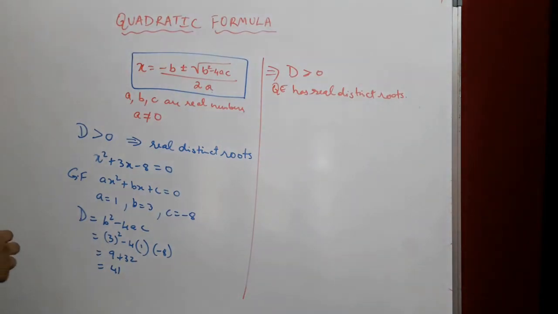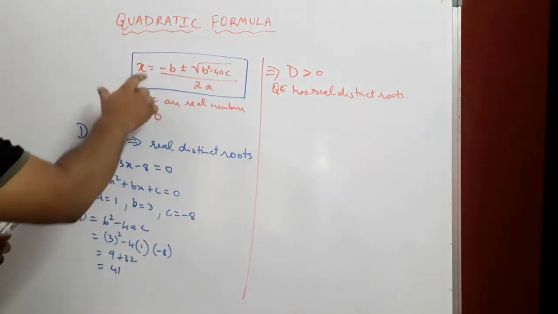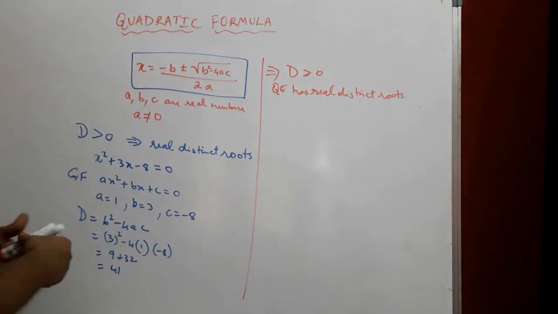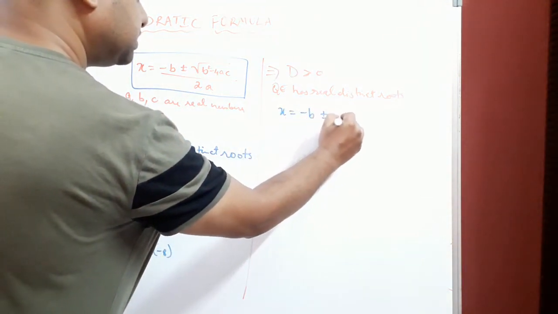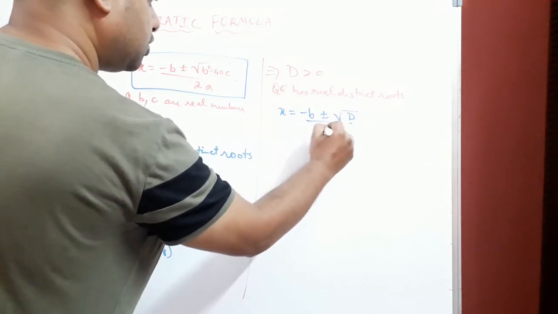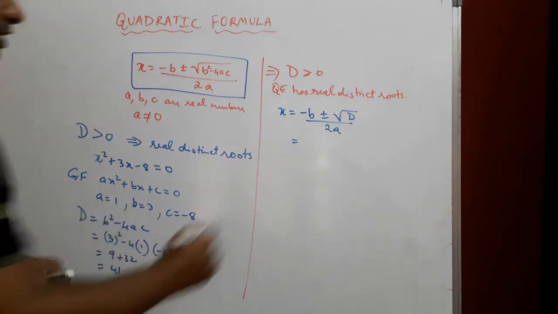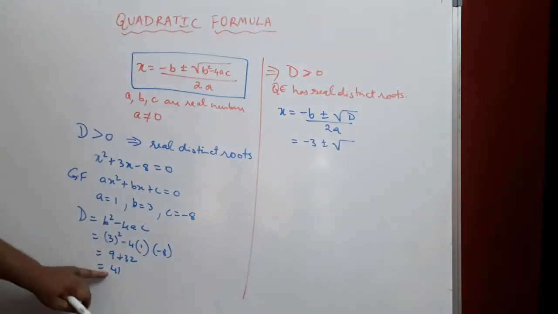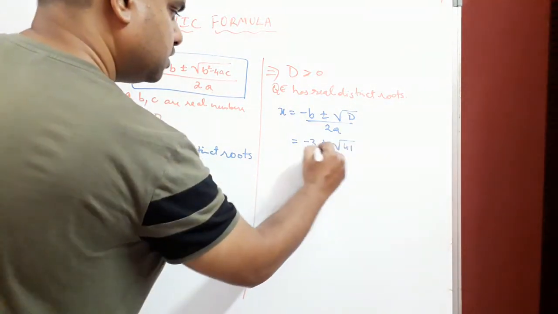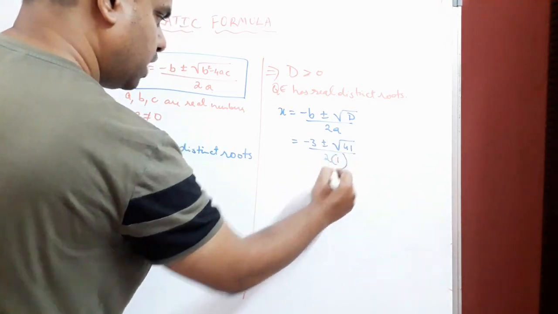Now that we have found out that the quadratic equation for certain has got roots, we go to find the roots using the quadratic formula, and that is x equal to minus b plus or minus square root of d upon 2a. Minus b, b is 3. So minus 3 plus or minus square root of d, and d we have found as 41. Whole thing upon 2a. A is 1.